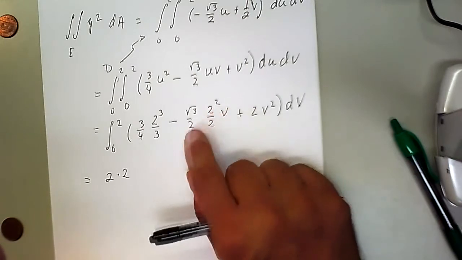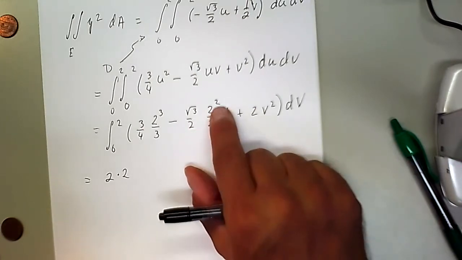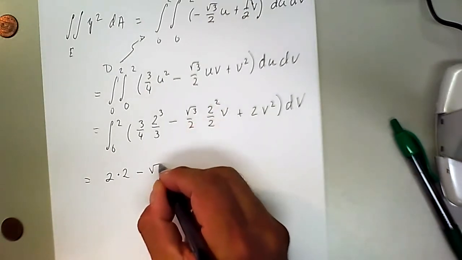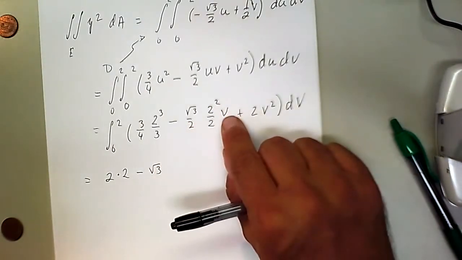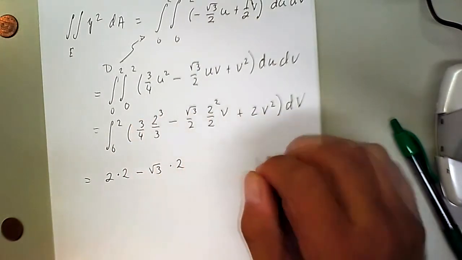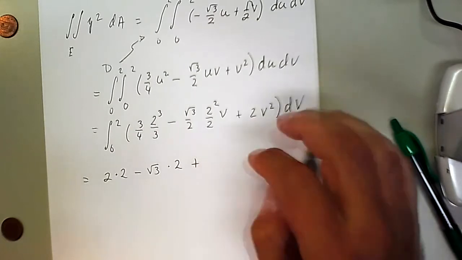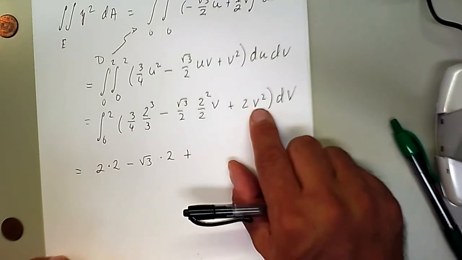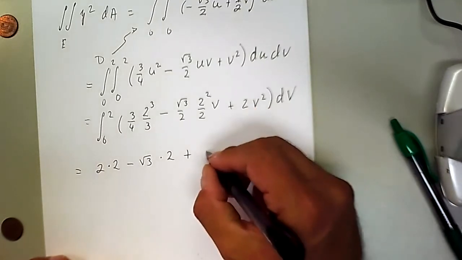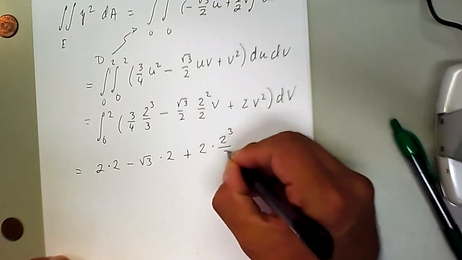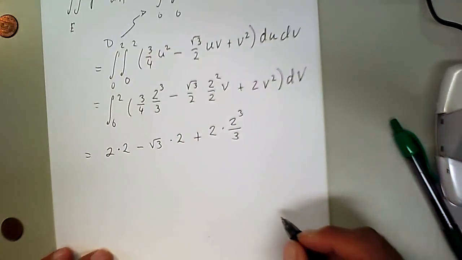Okay, so that's 2 squared, and we got 2, 2. So that 4 cancels with the denominator, so we still have a negative square root of 3. Okay, and then that's going to turn into v squared over 2, plug in the 2, we also have 2, plus that's going to be 2 cubed over 3, 2 times 2 cubed over 3. 16 over 3.